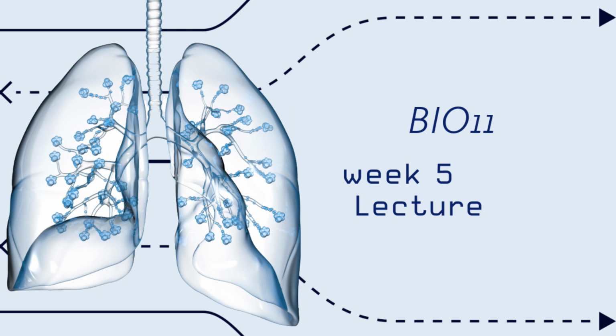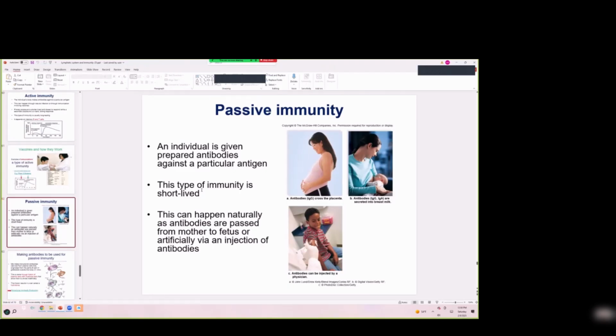Immunity. In passive immunity, an individual is given prepared antibodies against a particular antigen. In passive immunity, the mother gives milk that has antibodies to the baby because the baby's immune system is not producing it. But the deal is, it is short-lived, in that antibodies just go there and attack the pathogen and it is destroyed. The antibodies don't stay forever. This can happen naturally as antibodies are passed from mother to fetus, or artificially via an injection of antibodies.